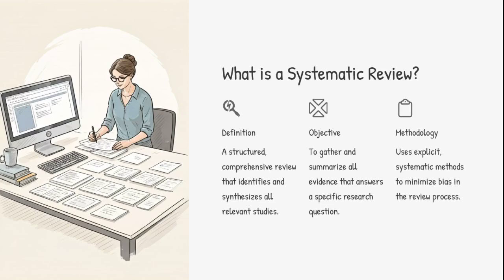So, what is a systematic review? It's not just a literature review. A systematic review is a rigorous, protocol-driven search for all relevant studies on a focused question. It uses explicit methods to eliminate bias, ensure reproducibility, and provide an authoritative synthesis.